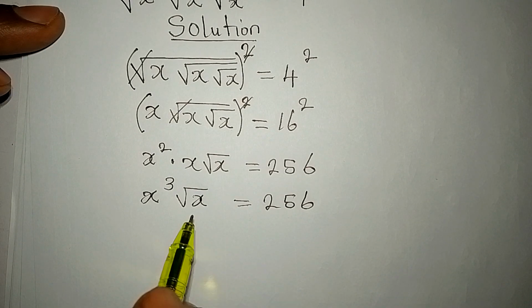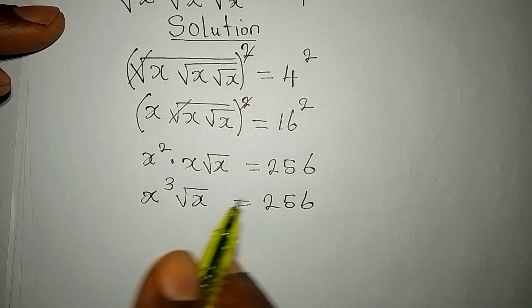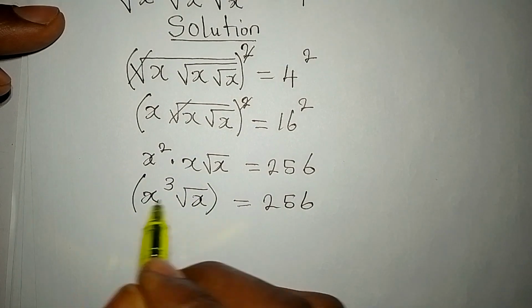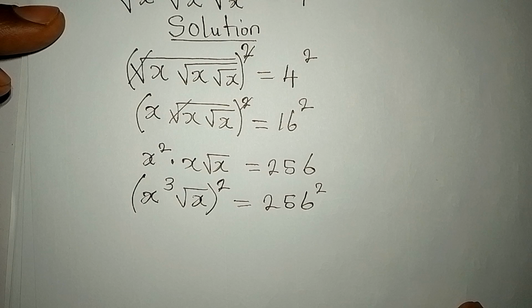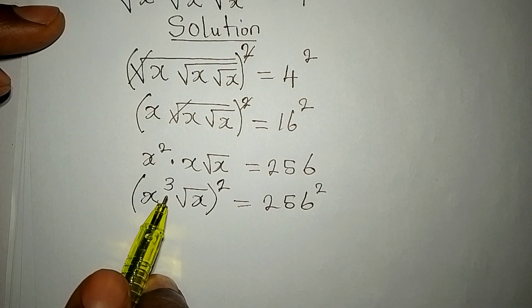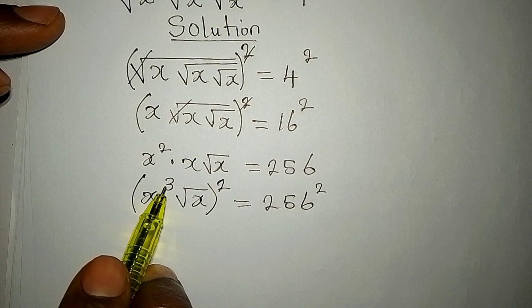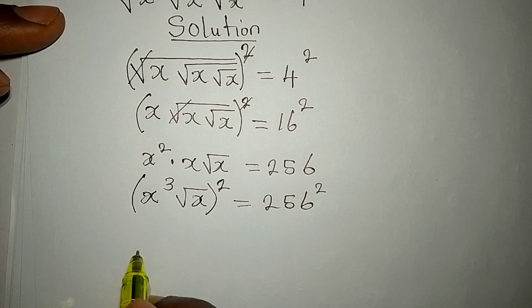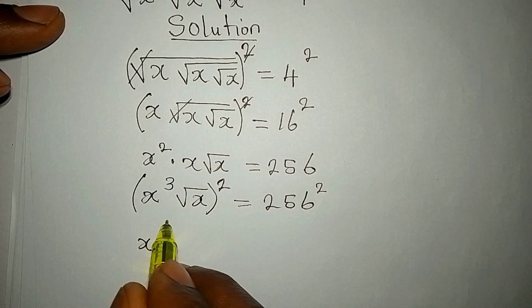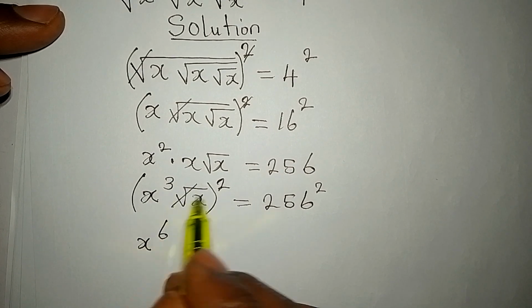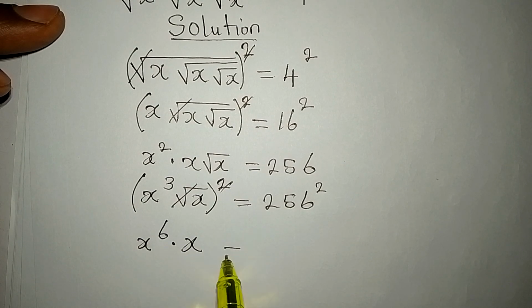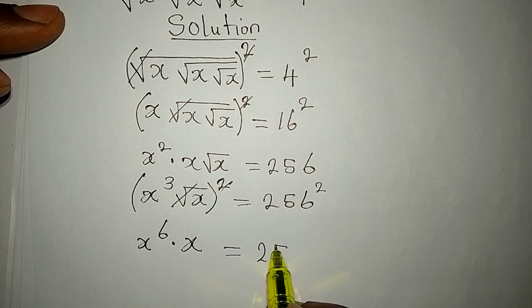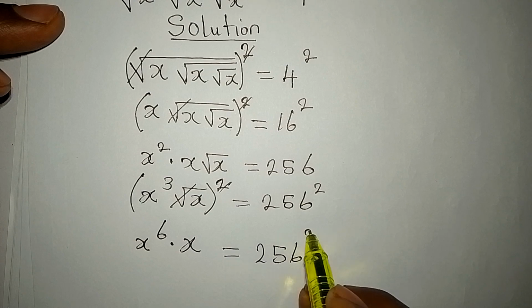Okay, so to continue, because of this square root, we can still square what we have here. And mind you, we'll be squaring the other side too. So now, x to the power of 3 to the power of 2 will give us x to the power of 6. Then this can now cancel this, so we write just x. And this will be equal to 256 to the power of 2.